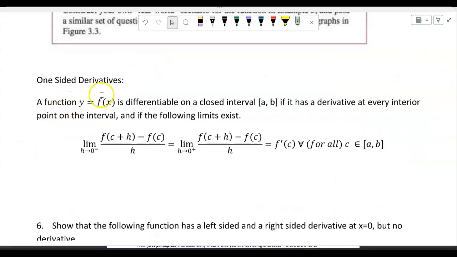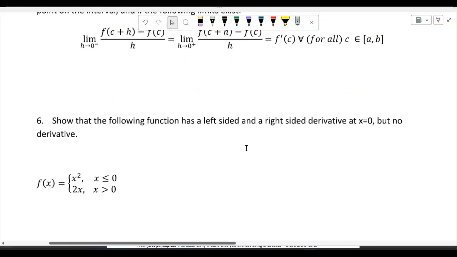One-sided derivatives. A function y is equal to f(x) is differentiable on a closed interval [a, b] if it has a derivative at every interior point of the interval and the following limit exists. The derivative of the left hand should be equal to the derivative of the right hand, and that's equal to the derivative at that point. That's what we do. This part is not there for IB, so don't worry much. Show that the following function has the left hand and right hand derivative at x equal to 0, but no derivative. When you graph it, until it reaches 0, it's a parabola, and then it just becomes a straight line. So left and right side are equal.